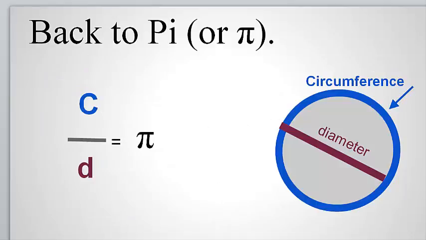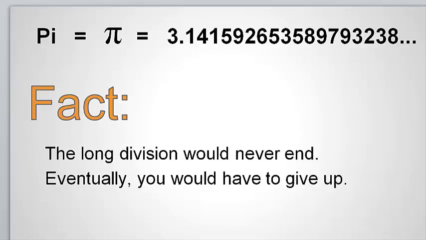Before we begin, you remember pi? For every circle in the world, pi is the ratio of circumference to diameter. If you were to do the actual division, no matter what circle you chose, you would get the exact same number every time. The number you would get is this. If you did the long division, you would find that it would never end, ever. Eventually, you would have to give up.